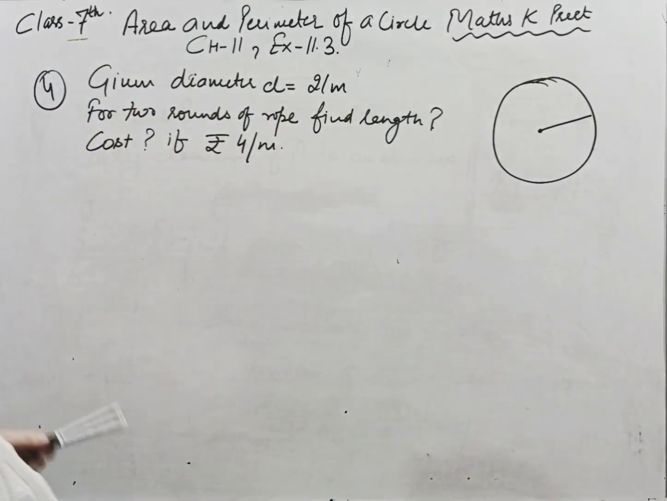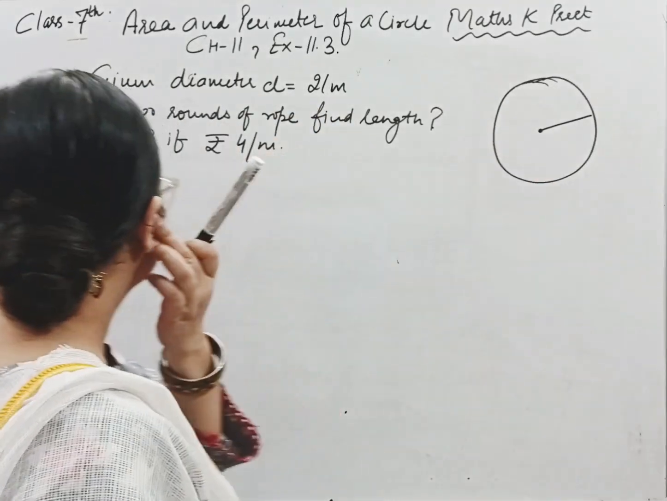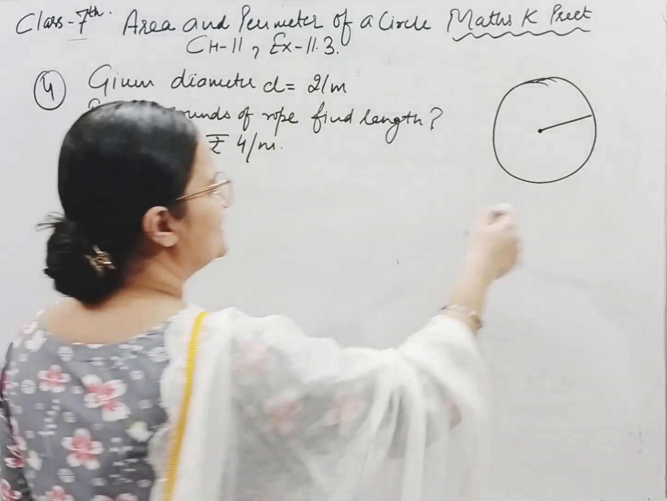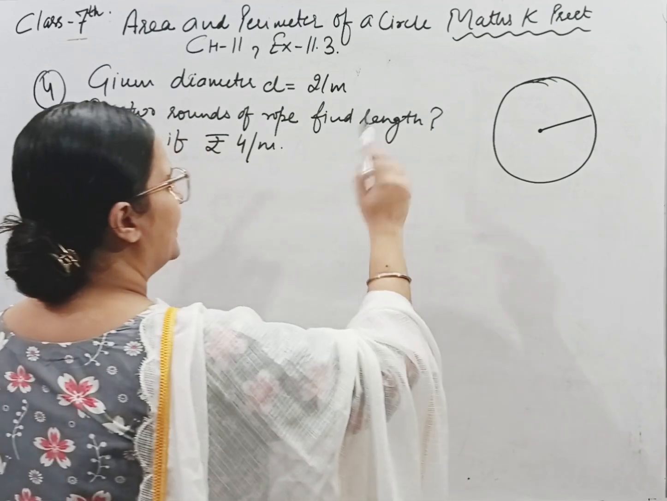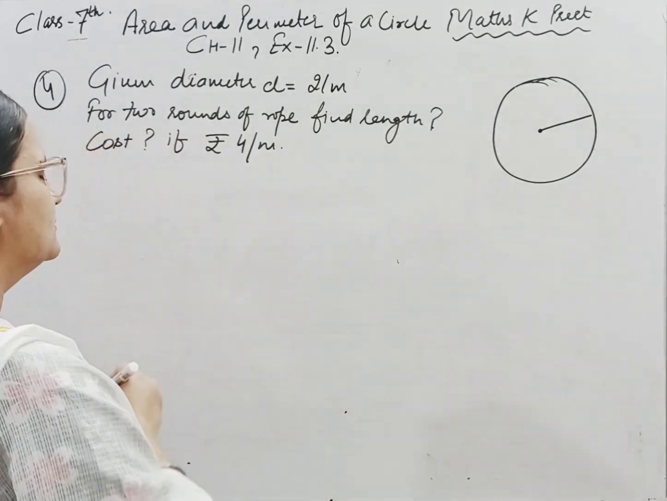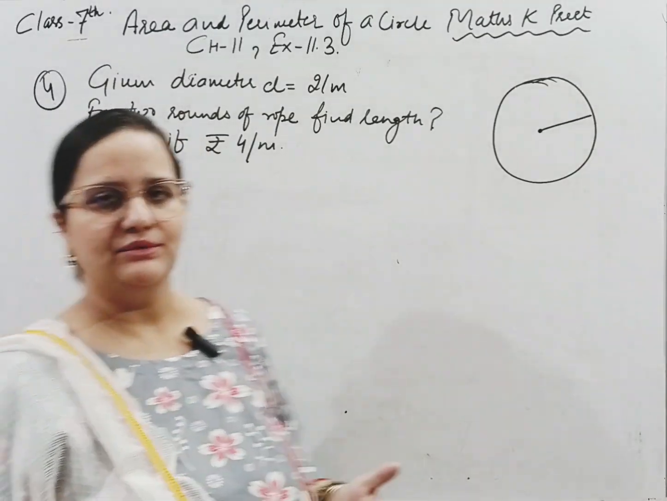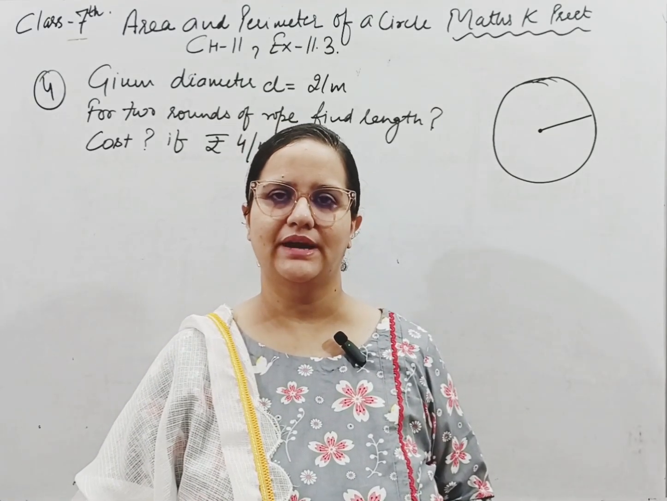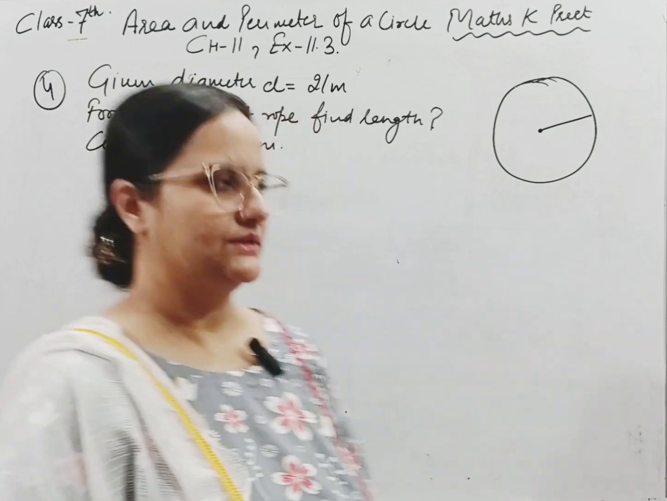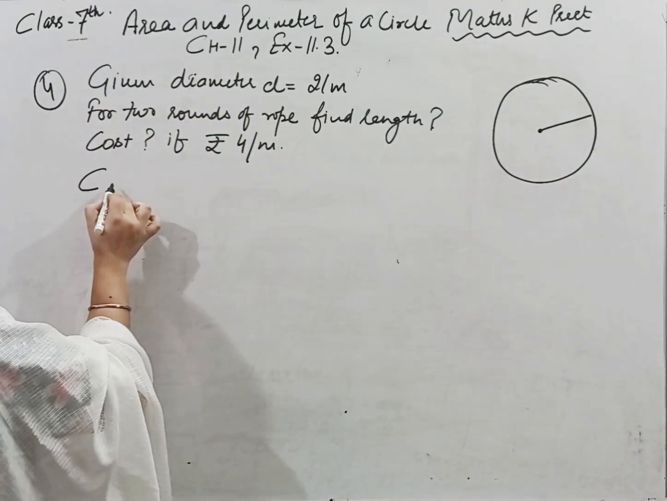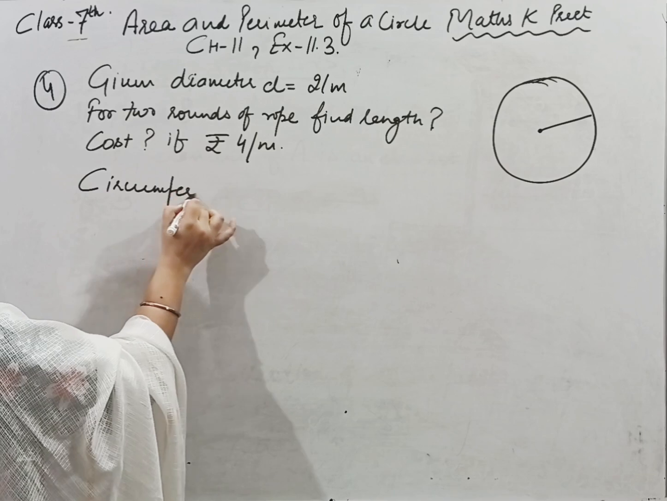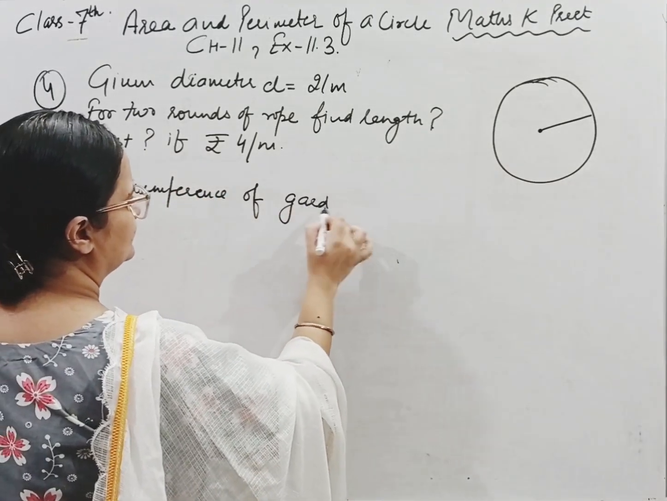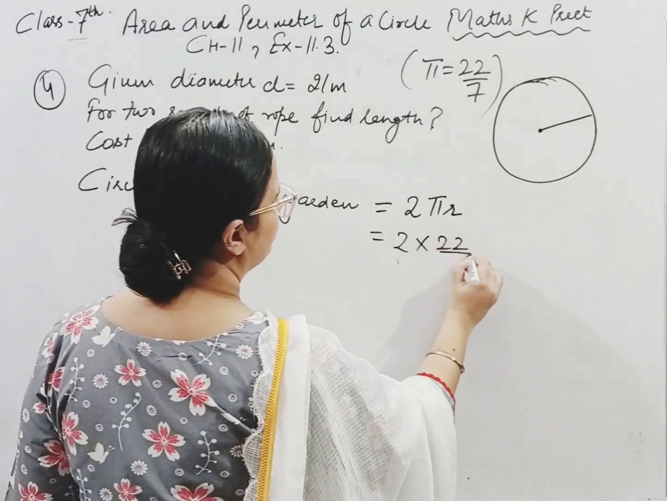Question number 4 is saying that this is a circular garden with the diameter 21 meters, and to fence it with a rope twice we have to find the length of the rope. So I told you that the perimeter or circumference is the distance around the circle. So if we need to fence it, that means we have to calculate its circumference. Let's see, circumference of circular garden. So 2 into 22 by 7.